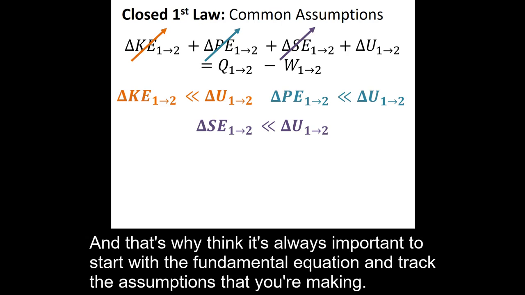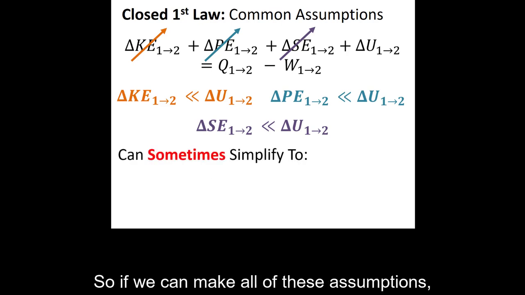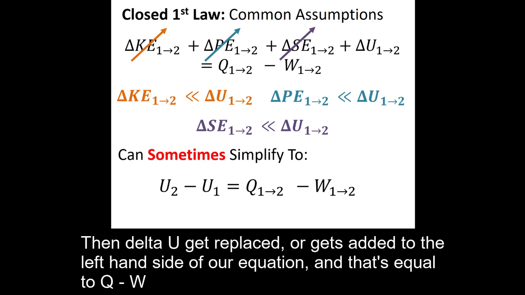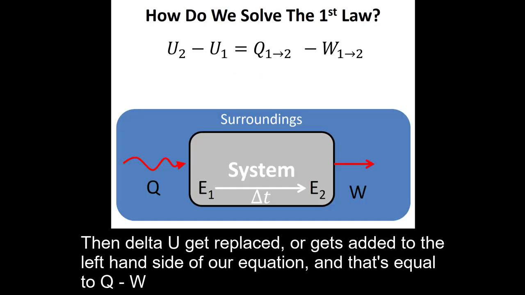And that's why I think it's always important to start with the fundamental equation and track the assumptions that you're making. So if we can make all of these assumptions, then delta U gets added to the left-hand side of our equation, and that's equal to Q minus W.